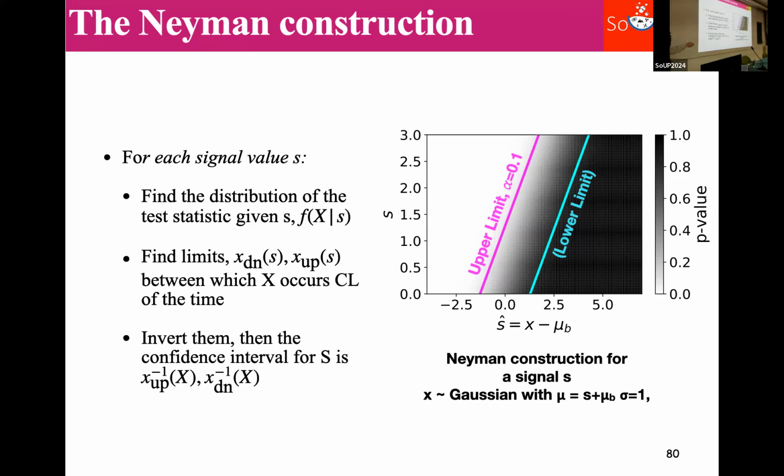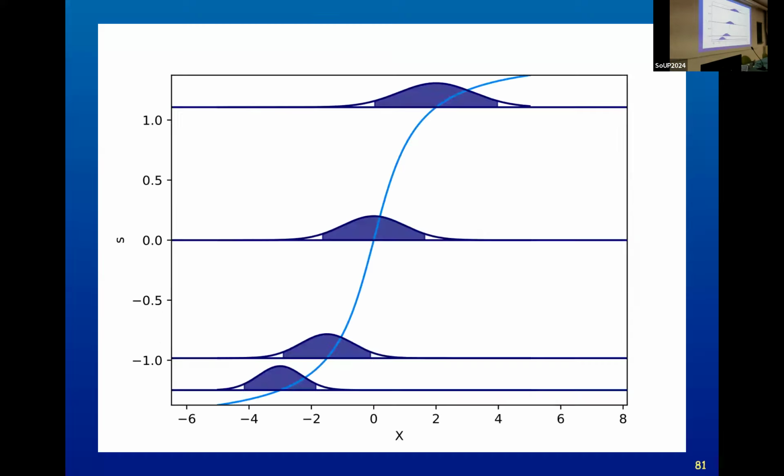And then we find these two lines here, which is the line x down and x up, between which x occurs the coverage amount of times, or the confidence level amount of time. Right, so you do that for one signal here, and then you invert them. When you search in a certain value, you can invert these lines to find your confidence interval here. Now this is hard to see with one, so let's go through this in more detail.